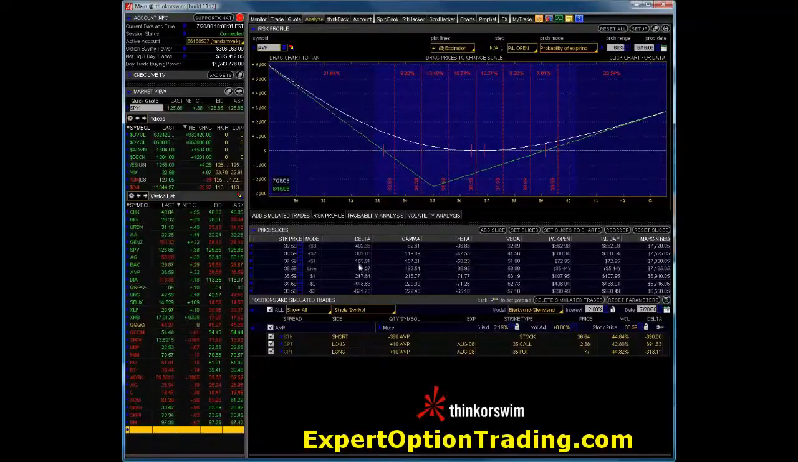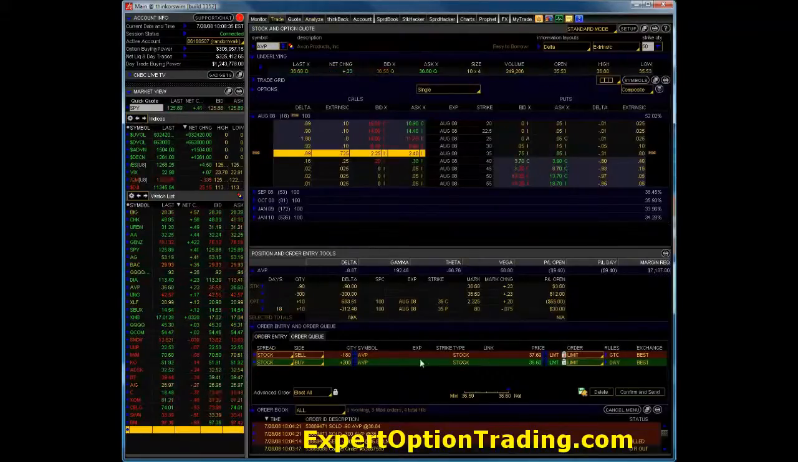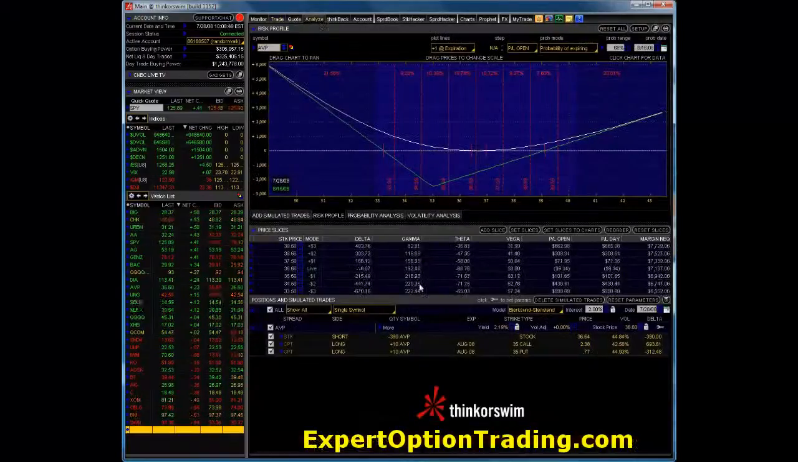And now the deltas are changing slightly. So let's see. If it drops down, we can always change these orders later too. Let's see if it drops down to 35.60. We're going to buy 200 shares back.